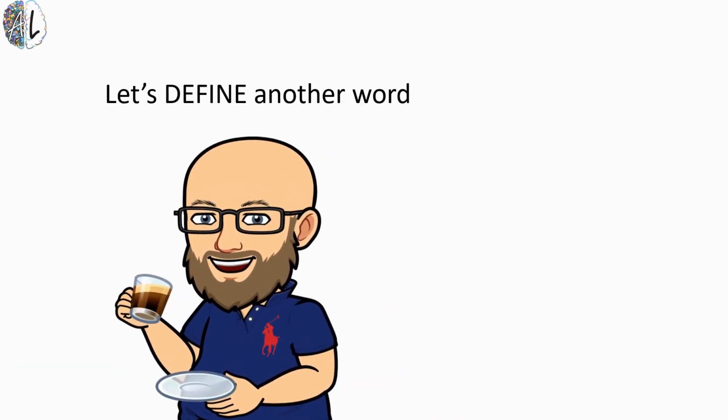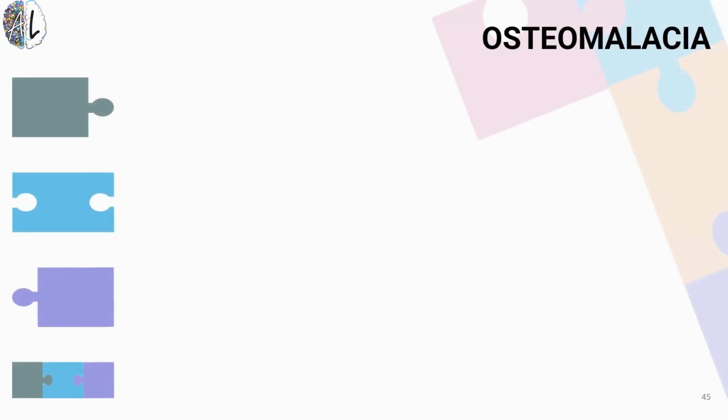All right, let's see if we can define another word. Your next word is osteomalacia. Let's see what you can find in terms of prefix, root, and suffix. If you need to pause the video, go ahead and pause the video.